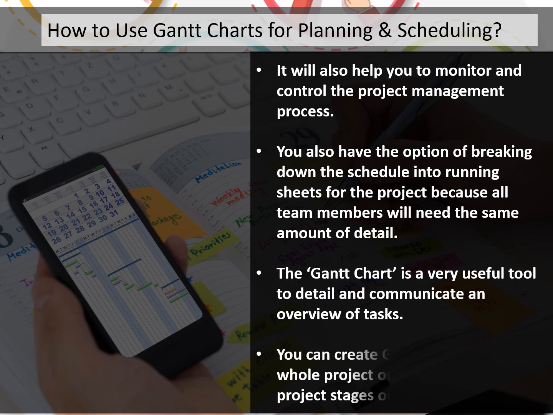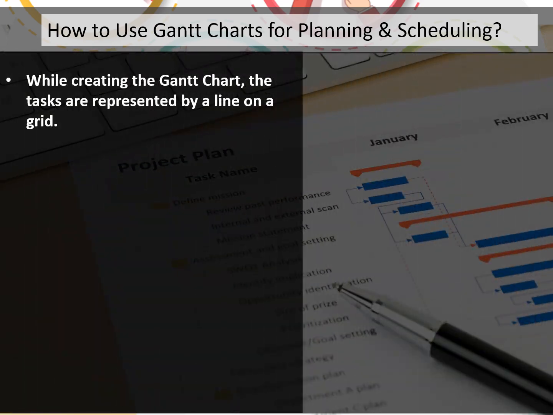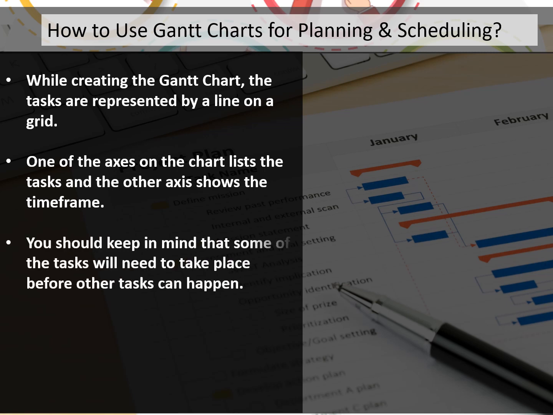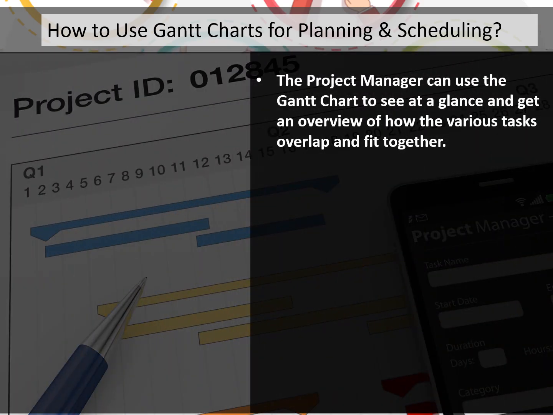You can create Gantt charts for the whole project. In a Gantt chart, distinct tasks are represented by a line on a grid. One axis of the chart lists the tasks, and the other axis shows the time frame. You should keep in mind that some of the tasks will need to take place before other tasks can happen. On the other hand, some tasks may be done simultaneously, and you can see at a glance how the various tasks overlap and fit together.